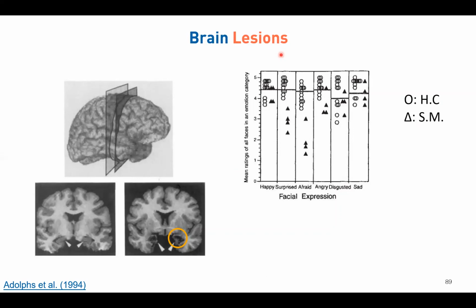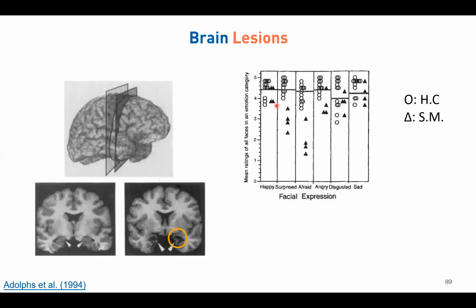You see here, on average, the circle is always higher than the triangle, the black triangle. That's the ability to recognize surprise, for example, afraid and angry, disgust, and sad. The ability to recognize those faces is quite reduced in these patients, especially when these emotions are negative. For happy, maybe there's not too much difference between the healthy control, the circle, and the patients, the triangle.